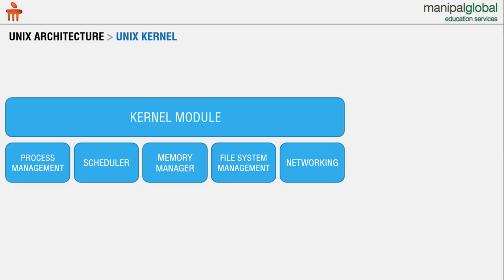Some very important modules of the kernel are like the process management, which is used for creating processes. Scheduler and memory manager also assist in process management. The kernel also maintains a very good interface for accessing files on the system. The kernel is also responsible for having the machines communicate with each other using its networking module. These are some of the important components of a Unix kernel.